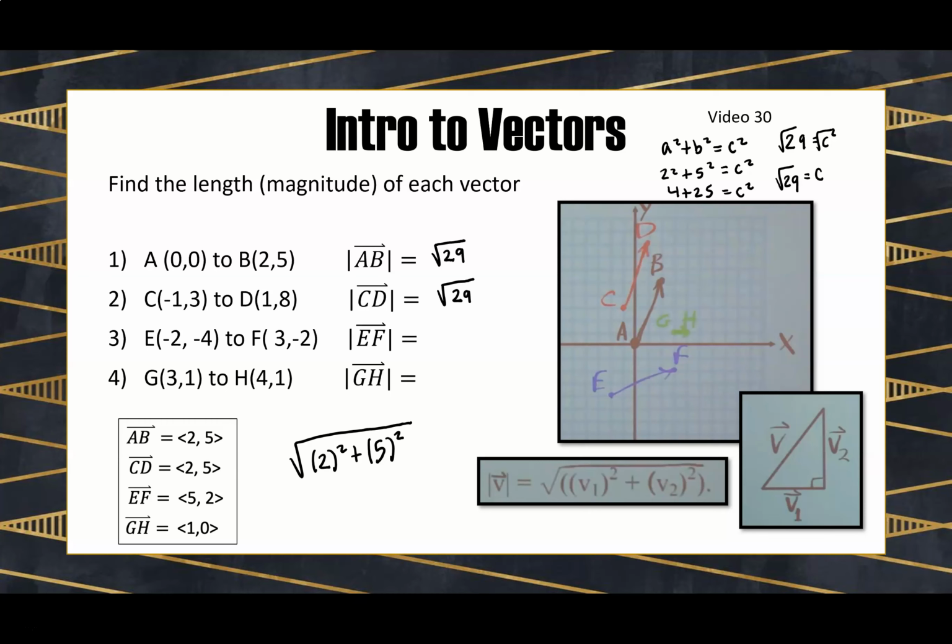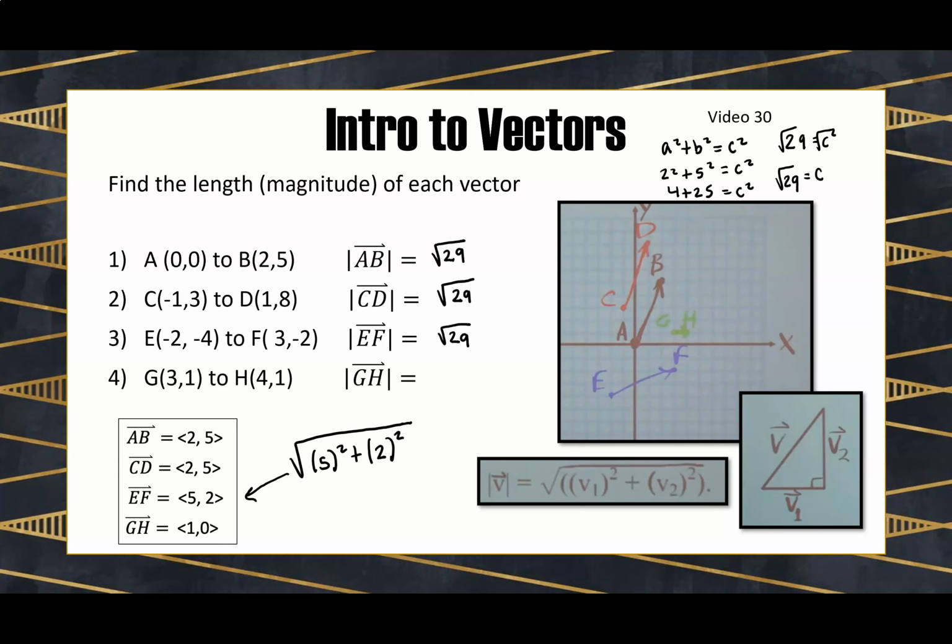Okay, now on this next one here, we're going to have a slightly different order, right? We're going to have a 5 here and a 2 here. 5 squared is 25, plus 2 squared is going to be 4, so 25 plus 4 is 29. So this is also the square root of 29. But notice it's not the same vector. Why is this and this vector, why are they different? They have the same magnitude, the same length, but what don't they have? They don't have the same direction, so they're not equal vectors.